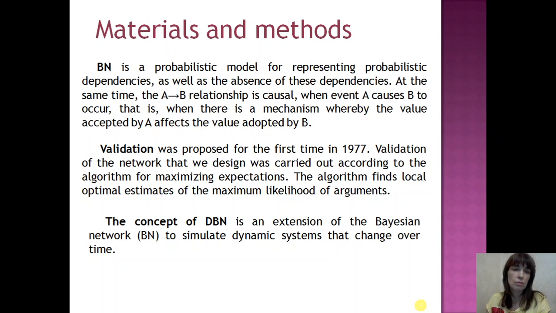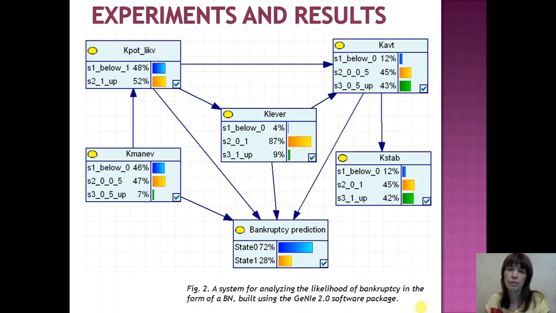Validation as a method was proposed for the first time in 1977. Validation of a network, their design was carried out according to the mechanism of expectation maximization. The algorithm finds local optimal estimates of the maximum likelihood. Here on the slide, you can see a system for analyzing the likelihood of bankruptcy in the form of a Bayesian network built using the GeNIe 2.1 software package.